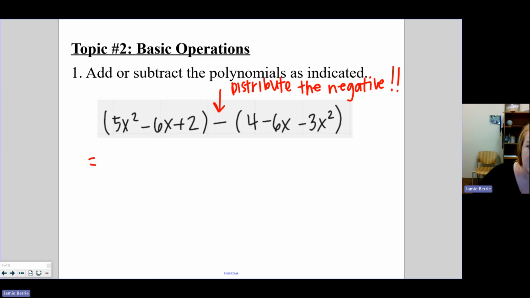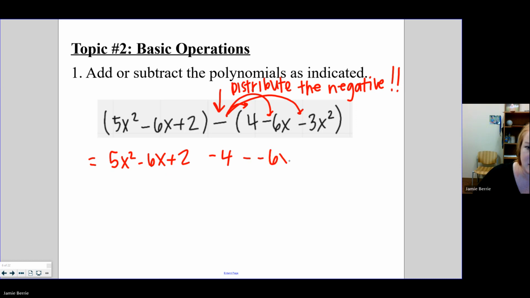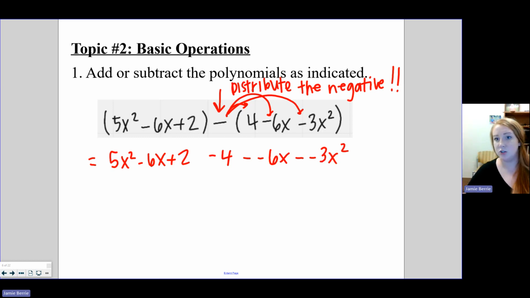All right, so what do I mean by that? What that means is that everything that comes after the negative gets distributed that little negative. So everything up here is fine. We're just going to drop it straight down. Everything that comes after the negative, we're going to distribute the negative to each one of those terms. All right, so minus 4, minus negative 6x, minus negative 3x squared. So you want to make sure that you're subtracting each term from that second group, not just the 4.